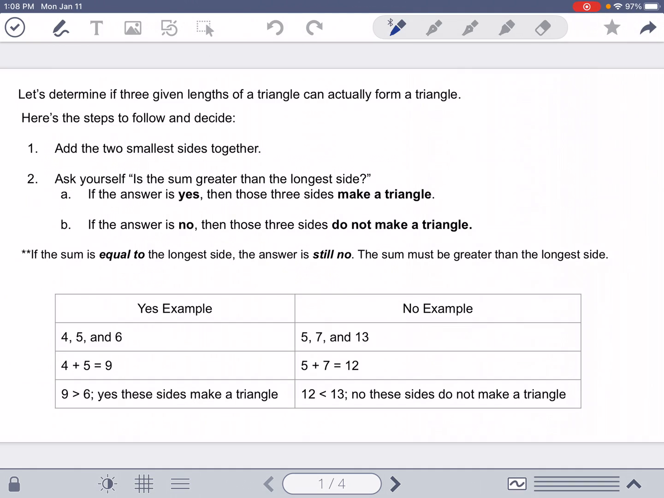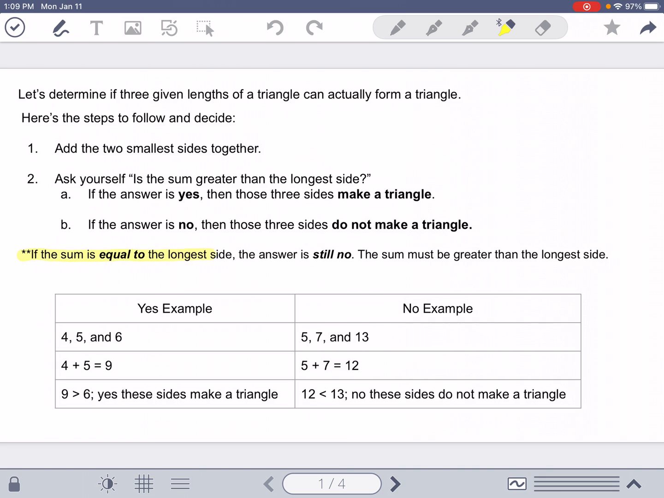All right, so let's determine if three given lengths can actually form a triangle. Here are our 2 steps. Look at the 3 sides, figure out the 2 smallest sides, and add those together. Then ask yourself, is the sum greater than the longest side? So when you add those 2 smallest sides, do you get a number bigger than the longest side? If your answer is yes, then those 3 sides will make a triangle. If your answer is no, then those 3 sides do not make a triangle.